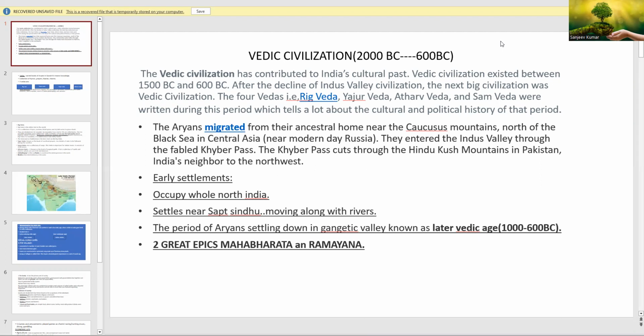Somewhere it was not an exact answer to how the Indus Valley civilization was ruined, but still we say that the Aryans were there who took over that particular time period, and later it was called the Vedic civilization. The Vedic civilization was from near about 2000 to 600 BC.